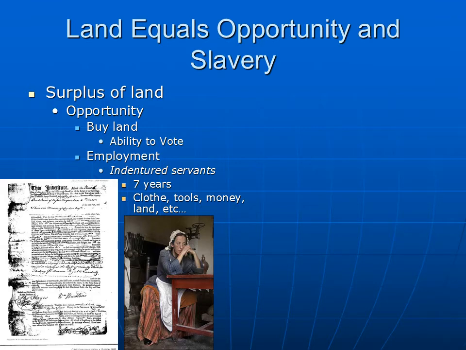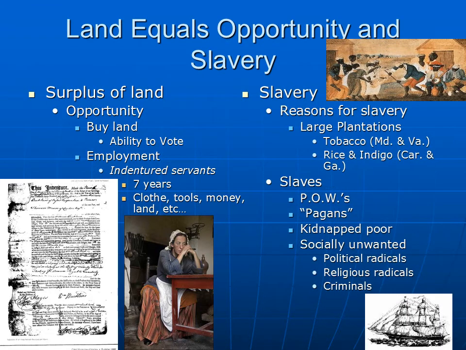This picture, when I Googled indentured servant, was the picture that came up. I thought it was funny, but at the same time, it's very telling because your life is horrible as an indentured servant. It was very difficult. It was not an easy life to live. But once you put in your time, you were given your freedom.